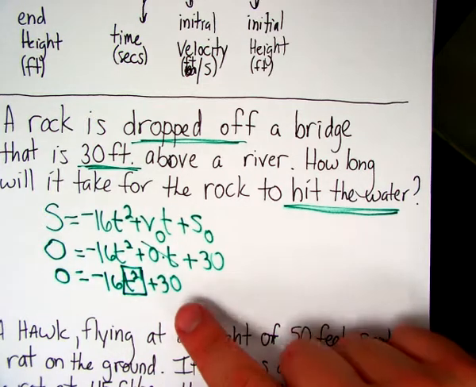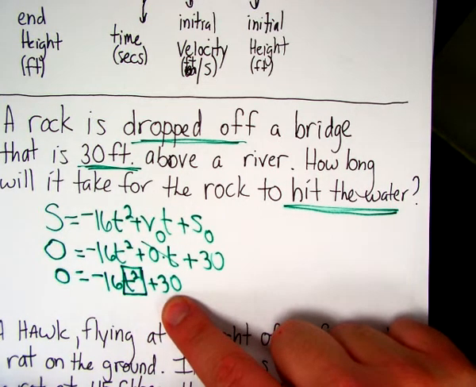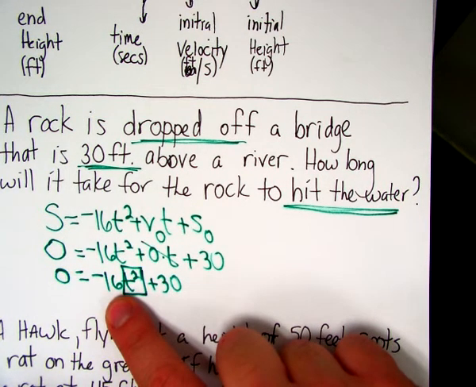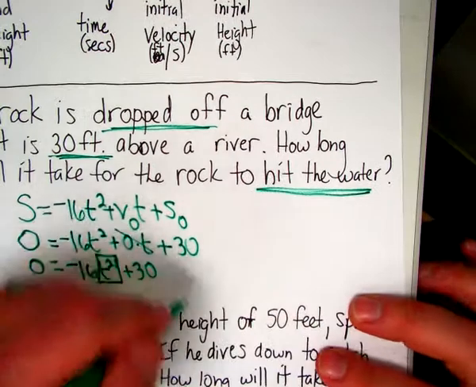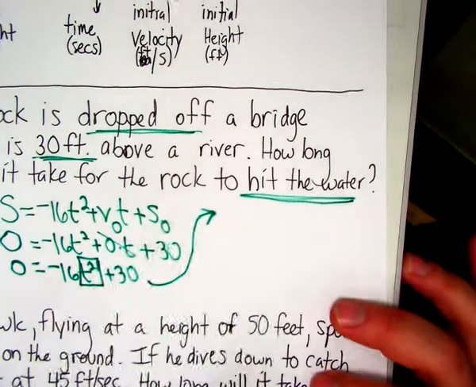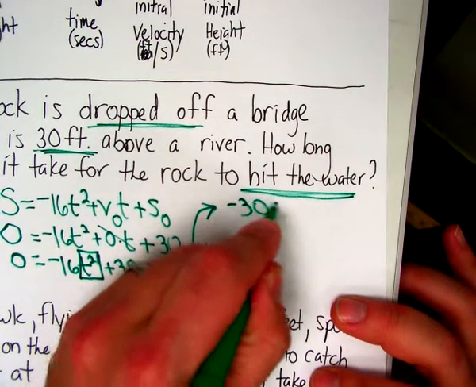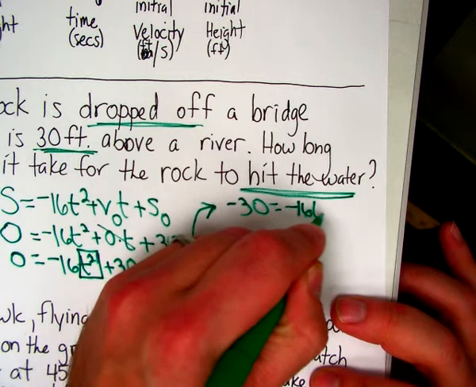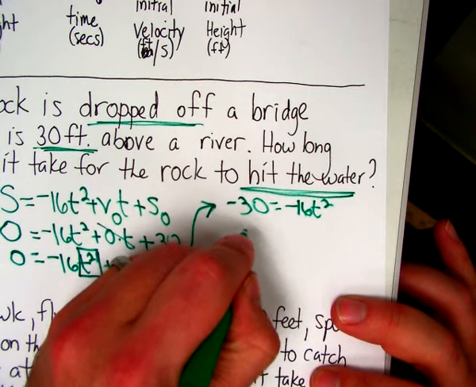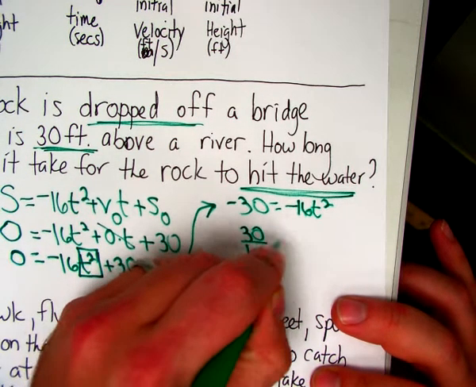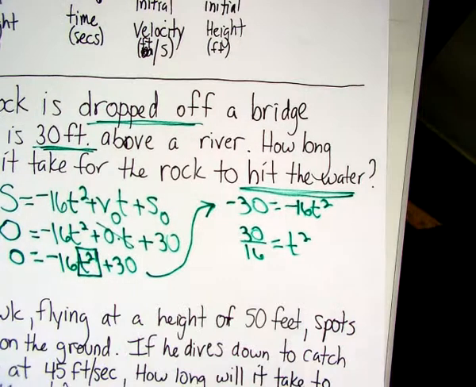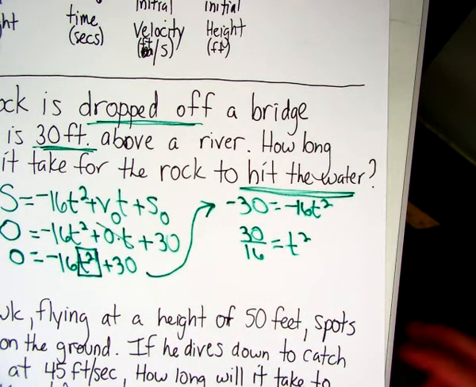In order to do this, we're going to subtract 30 from both sides, and we're going to divide by negative 16 on both sides. So in doing that, let's move over here. If I subtract 30, we have negative 30 equals negative 16t squared. Divide by negative 16, we end up with 30 over 16 equals t squared. And then what we're going to have to do is take the square root of this to get our answer.